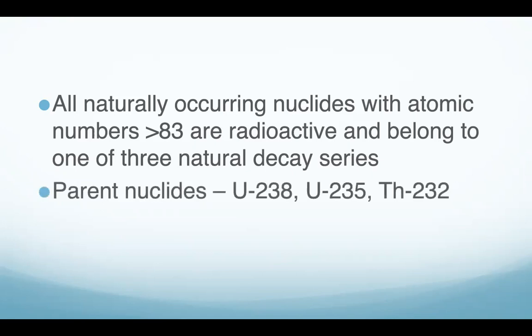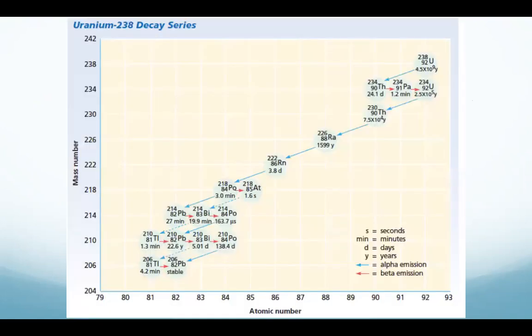So the 3 decay series, the parent nuclides are U-238, U-235, and Th-232. So here is the uranium-238 decay series. If you have any nuclide within this series, say you have a radon-222, then it will follow this particular series, but from this point. I hope that makes sense.